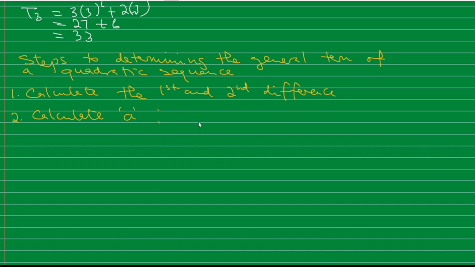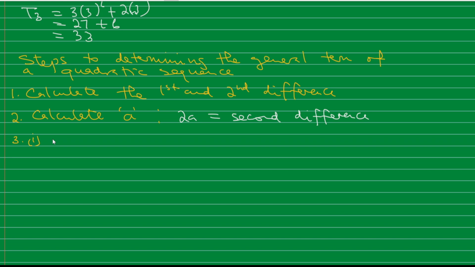Now, how do we calculate this one? You always say 2A is equal to the second difference. So it's always 2A will be equal to your second difference. That's how you calculate your A. After calculating A, there are a variety of methods that we use to calculate your other terms B and C.